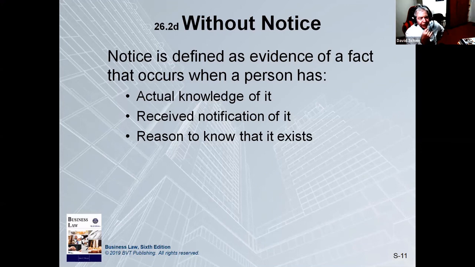But there are things that could put you on notice, and this is reason to know that there might be a problem. This could be something like the note says it's payable June 1. Well, today is June 10th. It's 9 days past due. So what we want you to think about is 9 days past due. You are on notice that there might be something hinky with this check. You can't be an HDC.